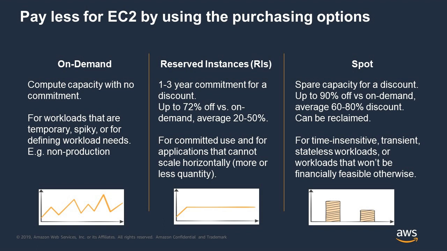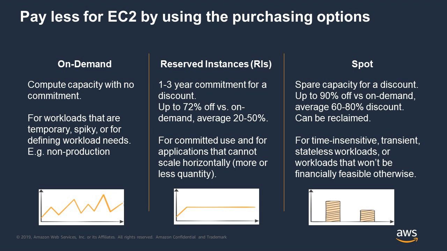Second, we have reserved instances. They're a 1-year or 3-year commitment for a discount, and they provide up to 72% off versus on-demand, averaging about 20 to 50% off. They're most suitable for committed use and for applications that cannot scale horizontally, which means adding more or fewer instances to meet the workload need.